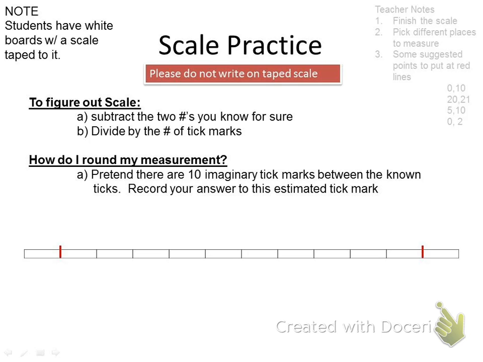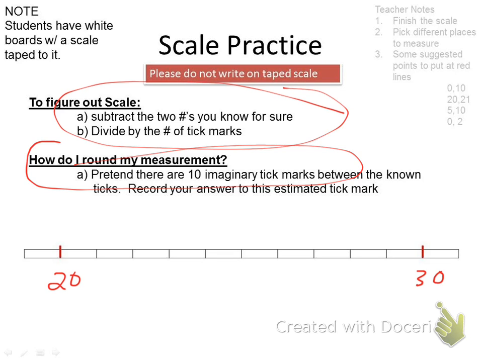Next, how do we round our measurements? So let's come up with a scale again. Let's just start with a simple scale. We'll do 20 here and 30 here. And you can, again, either guess and check, or you can use this method. Either way, you're going to figure out that we're counting by 1. So this would be 21, 22, 23, 24, 25, 26, 27. I'll stop there.